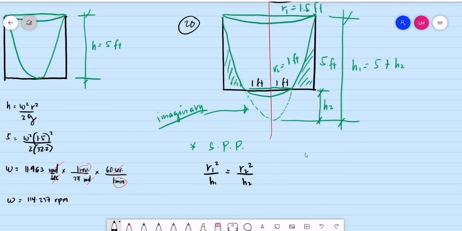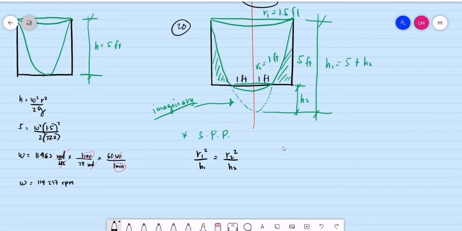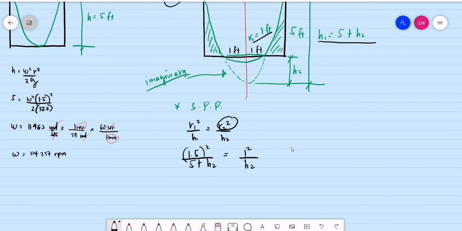So from our figure, what is our R1? R1 is the radius of the bigger paraboloid. That is the same as the radius of the tank. We have 1.5 squared divided by H1. H1 is the same as 5 plus h sub 2, equal to r sub 2, which is the given 1 foot. That is 1 squared divided by h sub 2. H sub 2 is unknown, so we are computing for h sub 2, the height of the imaginary paraboloid.